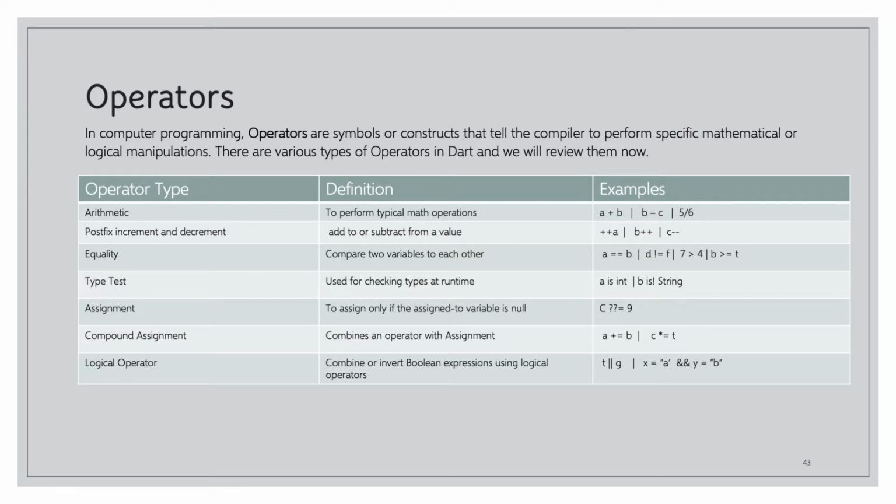There's equality, so we compare two variables to each other. We can do that with the double equal sign, the not equal, the greater than, the less than or equal to. The type test used for checking types at runtime: A is int, B is not string, that type of thing. The assignment operator to assign only if the assigned to variable is null. It looks like this. The compound assignment combines an operator with assignment. So instead of A equals A plus B, the shortcut is A plus equals B. The logical operator: combine or invert Boolean expressions using logical operators like or and.